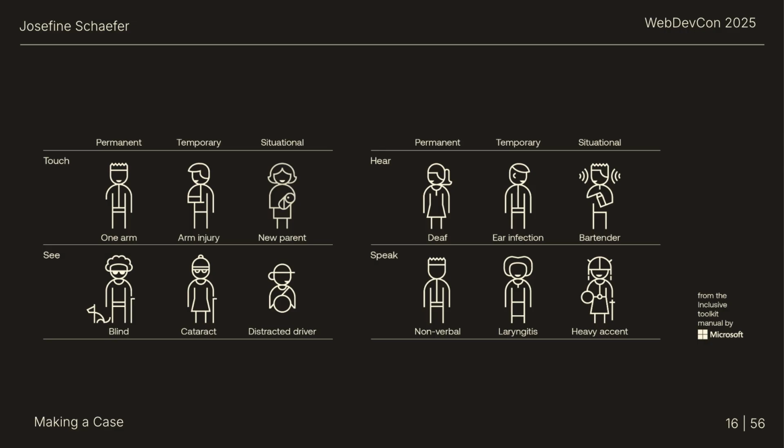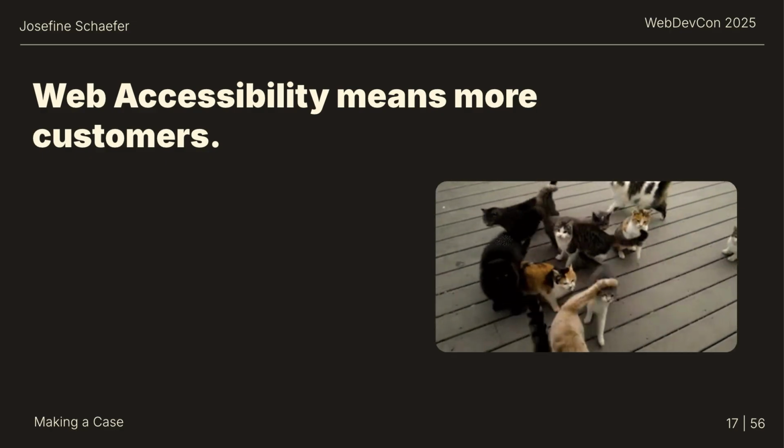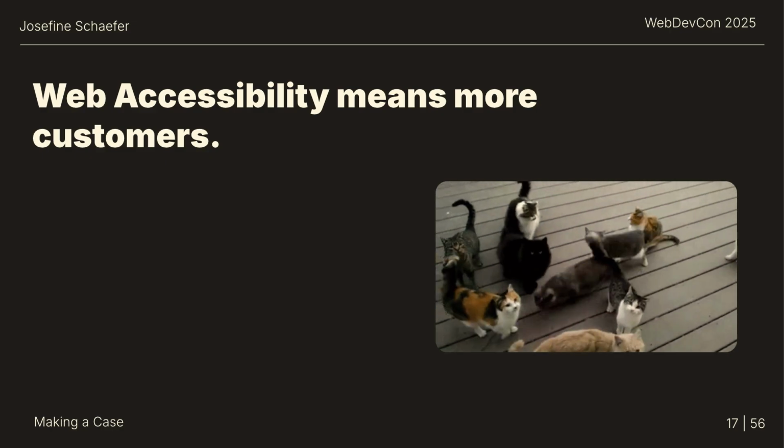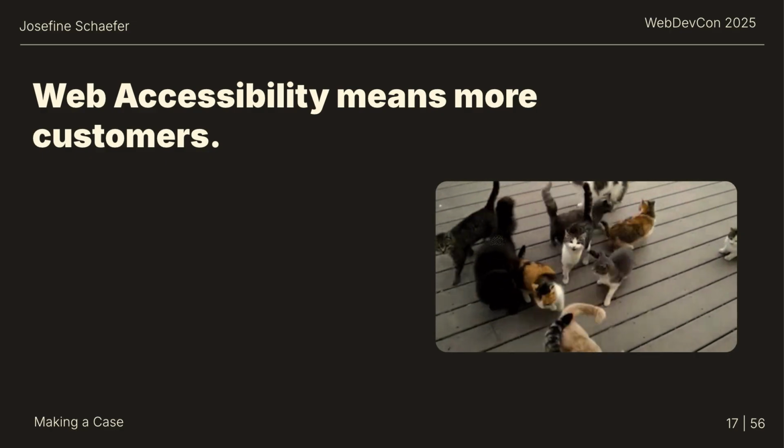And even if you don't benefit from it now, we're all going to get older, right? We were just discussing we're not as young as we used to be, and this is not going to stop, unfortunately. So we're all going to get older, but we want to continue using the technologies that we love, right? And so this is really relevant for all of us. Accessibility in this way means more customers.